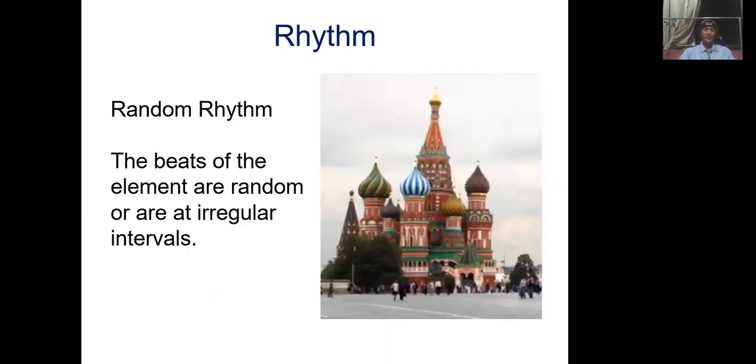So when you have random rhythm, the beats of the element are random, not at regular intervals. So as you notice here, I'm showing you samples from architecture, but you can also see that in paintings or even in music. So these principles apply, or in sculpture.